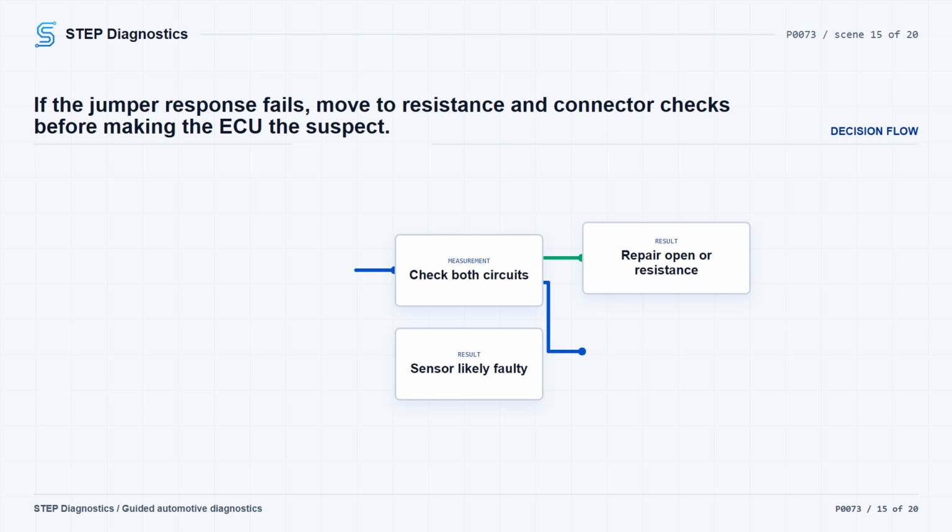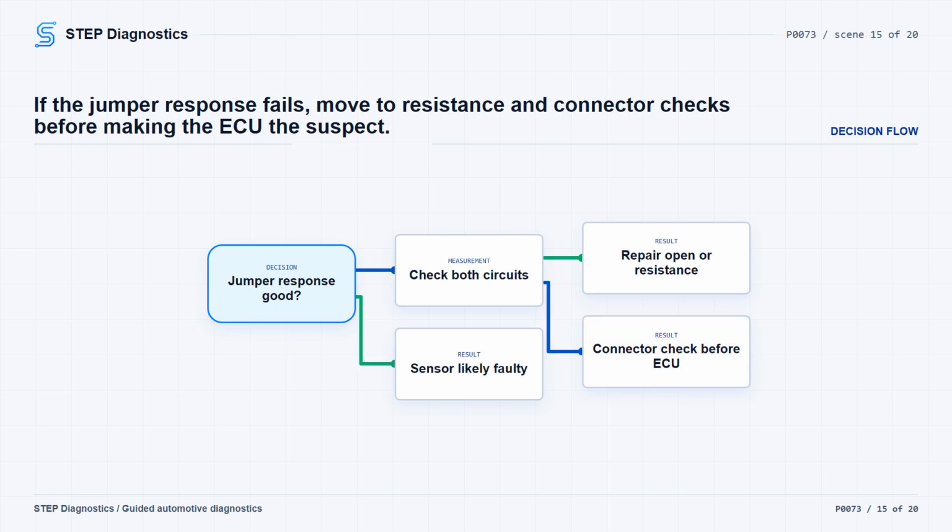If the response does not happen, check resistance in the temperature sensor signal circuit and ground circuit. Typically, the circuit resistance should be less than 5.0 ohms. Repair an open or high resistance in the circuit.